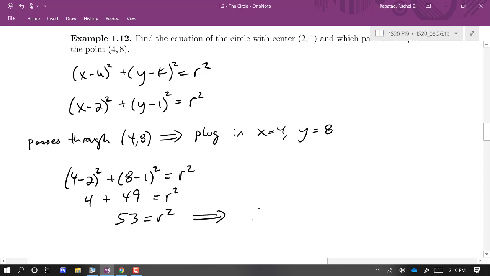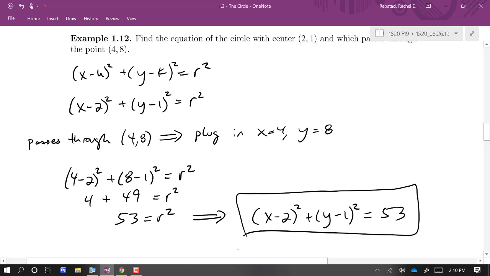So now I'm just going to plug that in up here. So we get (x - 2)² + (y - 1)² = 53. There's the equation.